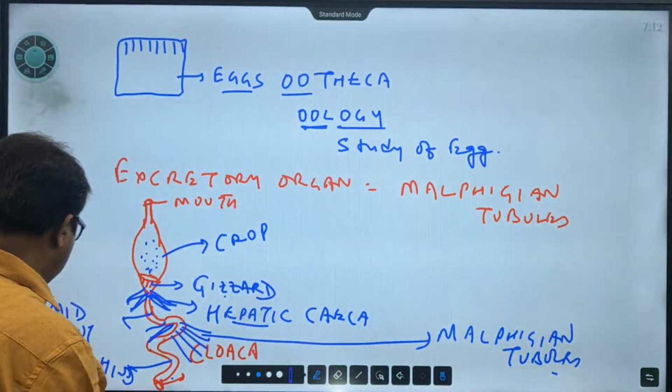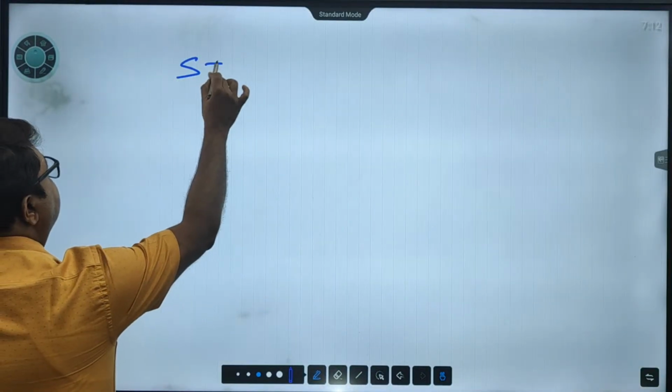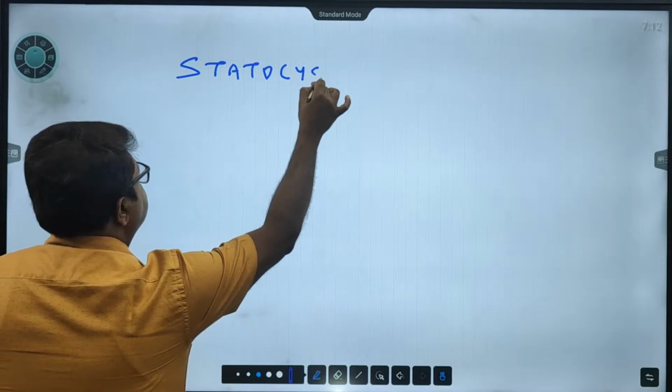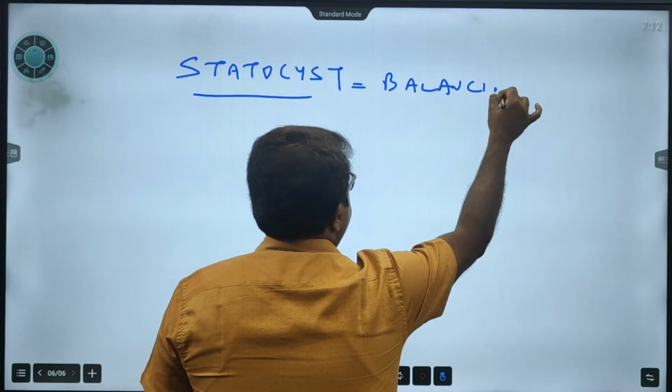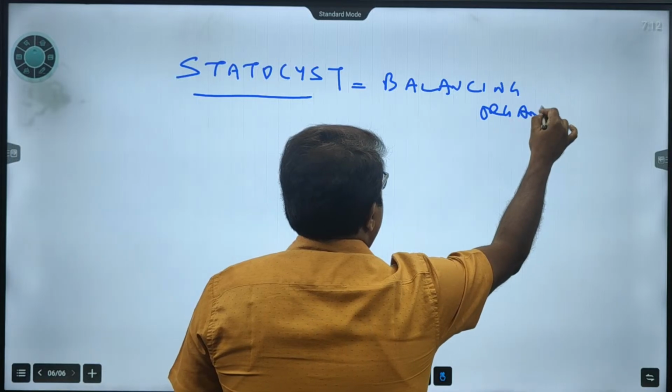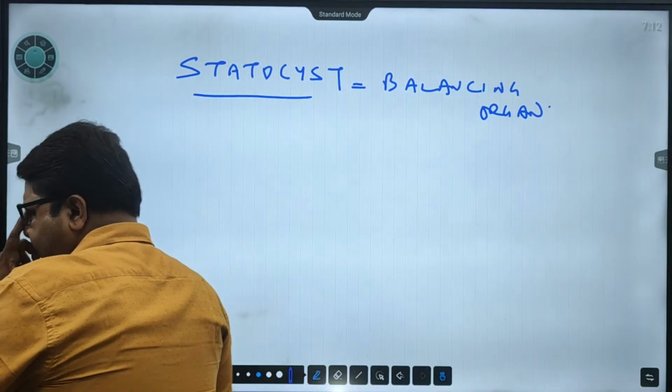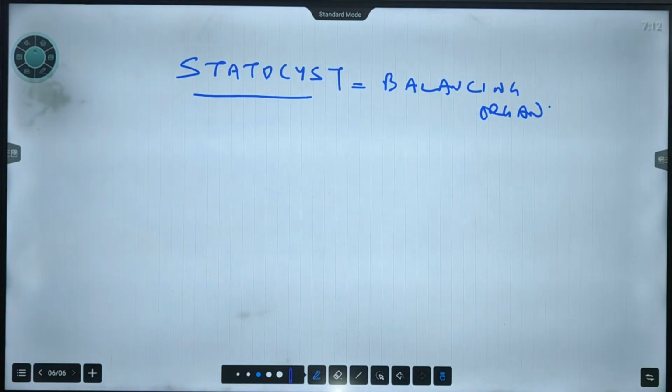And then what is the balancing organ that they have? Statocyst. I think it's there in your book. What is the balancing organ they have? The balancing organ that they have is statocyst. Fine, I think this is there in your book. Just have a look. Yeah, statocyst. Yeah, it's there.